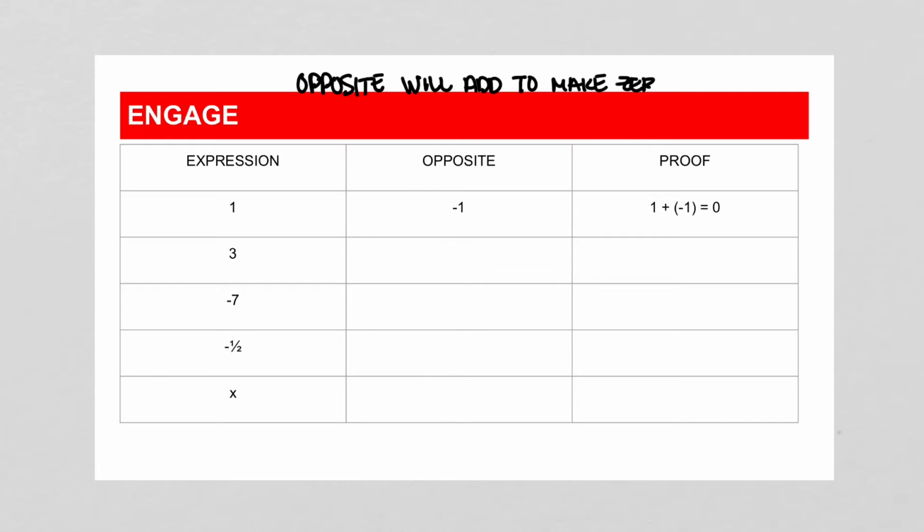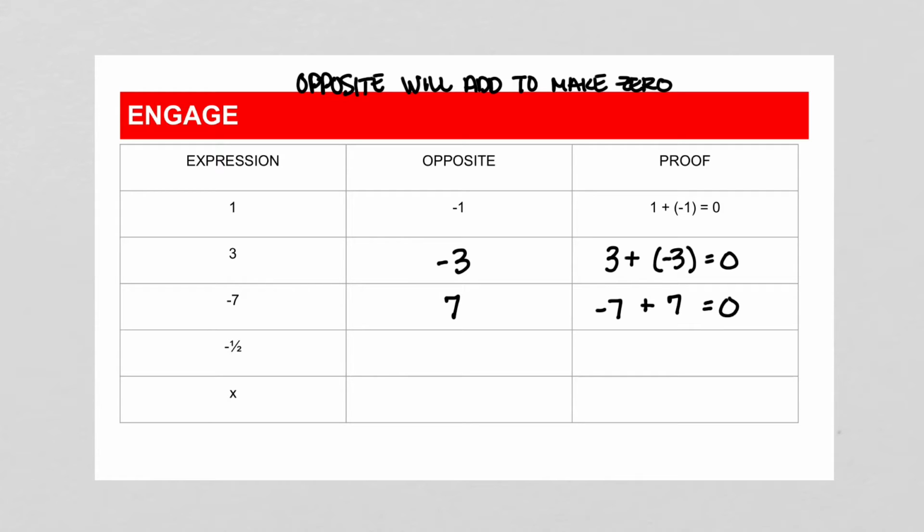So I want you to take a minute and let's think about these other ones. So 3, what is the opposite of 3? If you look on the number line, 3 is 3 spaces away from 0 to the right. Well, if we go the opposite way, an equal amount, we'll get negative 3. And how can we prove that we know we're right? Well, 3 plus the opposite, negative 3, equals 0, or that's the additive inverse. But what if I start with a negative number, like negative 7? The opposite would go in the other direction from 0, and we know that negative 7 plus 7 equals 0.